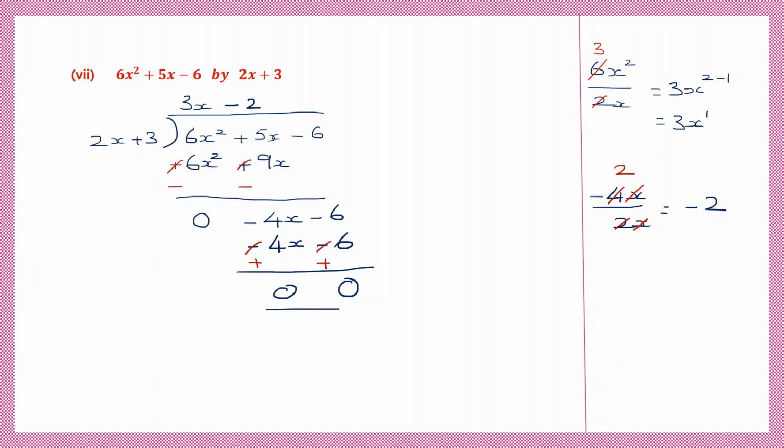So now let's go to our quotient. Our quotient is 3x minus 2. So that is our answer. Our quotient has now become the answer, which is 3x minus 2.